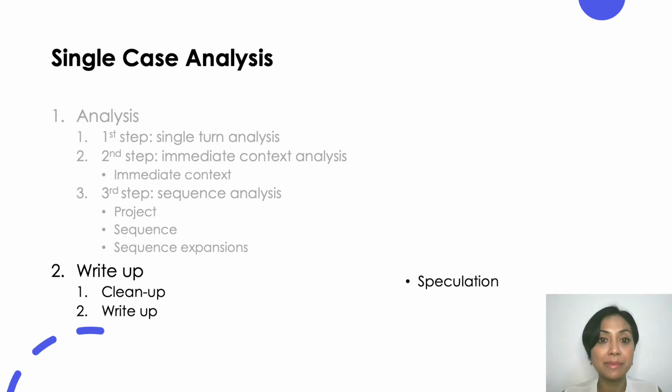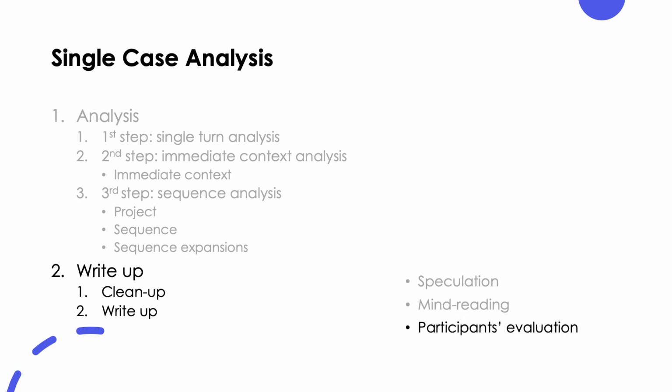What I mean by speculation is interpretation without any evidence in the data. Mind reading is usually something like participant A tries to be polite with participant B because he doesn't want to make participant B angry at him. Participants' evaluation is usually something like participant A is a very cunning person. He produces his turn in such a way that participant B cannot reject his request.